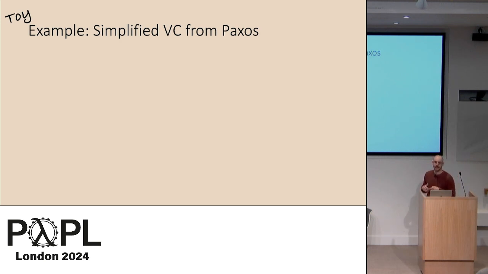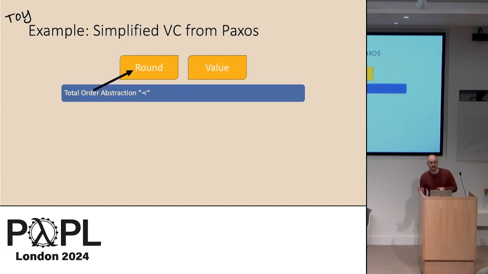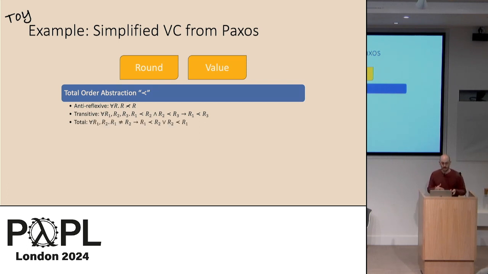Okay, so let's see this with an example. I'm going to use a simplified verification condition from Paxos. Paxos is a widely used and widely researched distributed consensus protocol. And I'm going to use a simplified VC from its correctness proof. So in this VC, we have two sorts, rounds and values. And as I said, we think of the rounds as natural numbers, but we abstract them with a total order. So we say that the order is anti-reflexive, that it's transitive, and that it's total or linear.